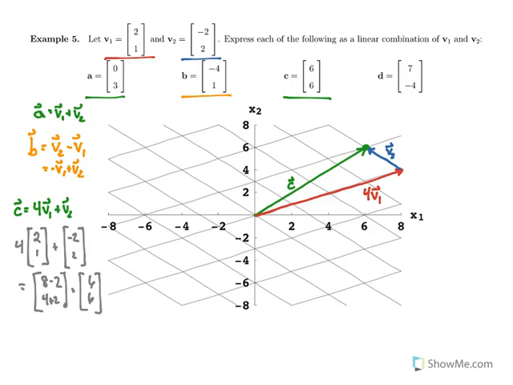Let's do one more. We have D here, 7, negative 4. That is this point, not there. 7, negative 4 is there. How can I get there? Well, we could do v2's, negative v2's all the way to there.